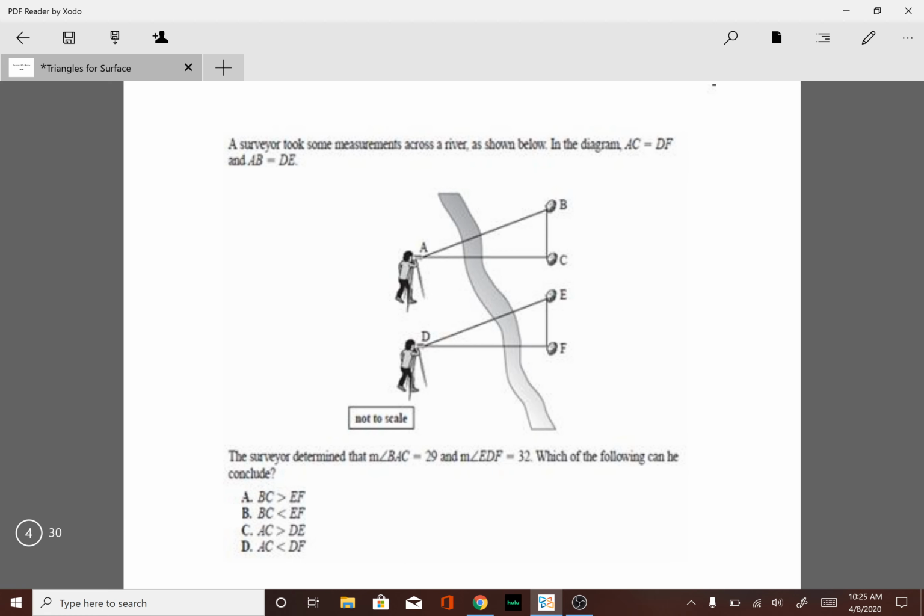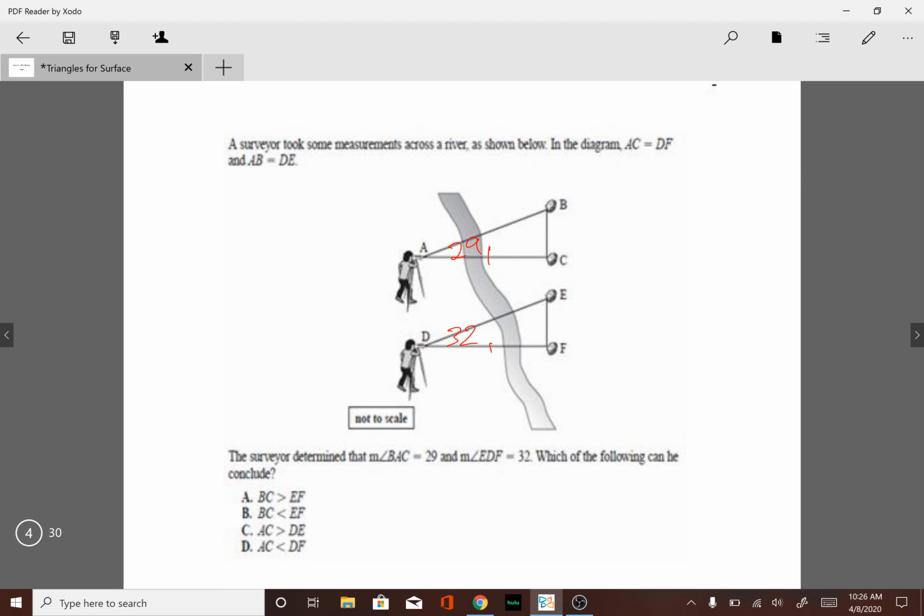A surveyor took some measurements across the river, shown below in the diagram. We're told that AC is equal to DF. So these two sides are going to be the same length. The surveyor determined that angle BAC was 29 and that angle EDF was 32. So which of the following can we conclude? Well, it says BC is greater than EF. So we're saying this side is longer than that side. We know that not to be true because 29 is the smaller of the two angles.